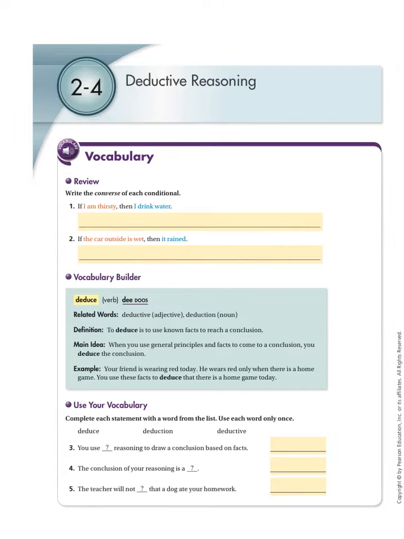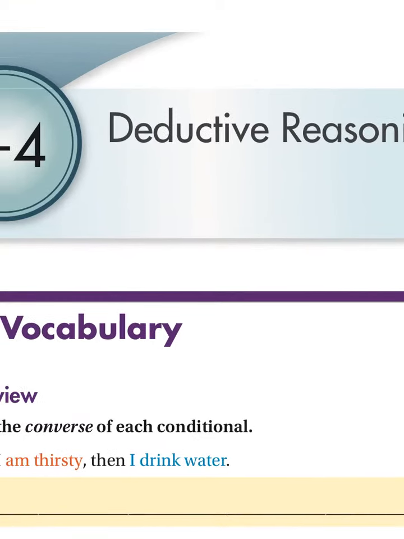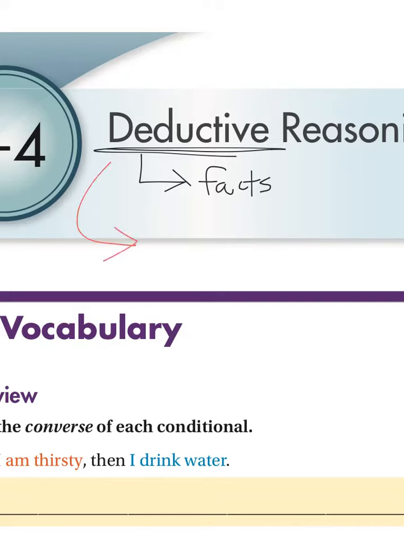Section 2.4 is deductive reasoning. The first thing to notice is it's not inductive, that was patterns. Deductive is more reasoning based on the facts. When we do deductive reasoning today, you're going to have two different laws, two different ways of thinking and coming to conclusions. One of them is going to be called syllogism, and one of them is going to be called detachment.